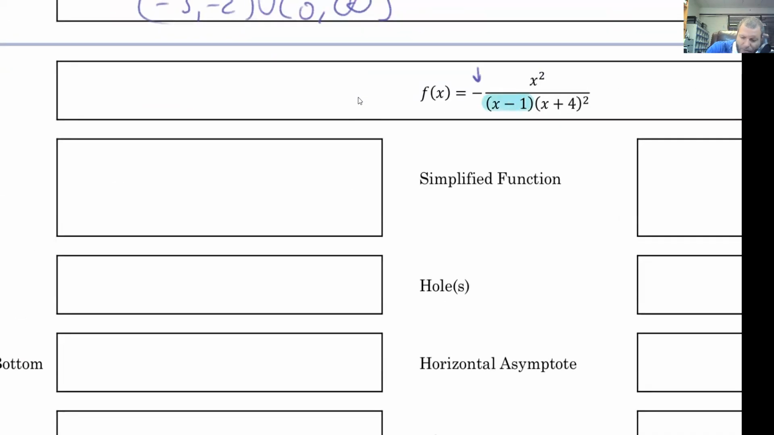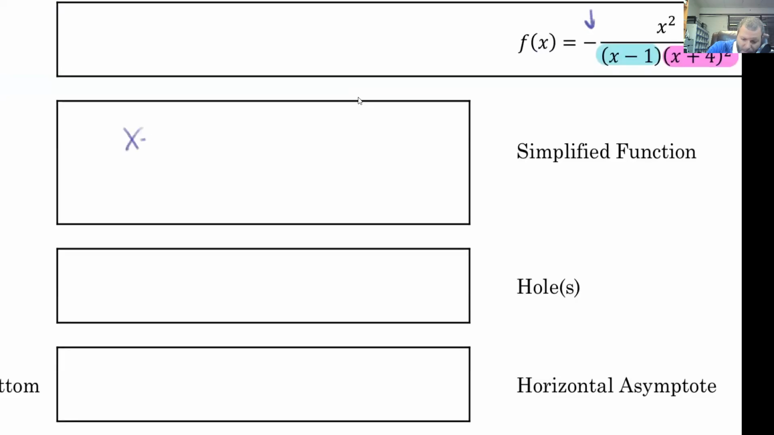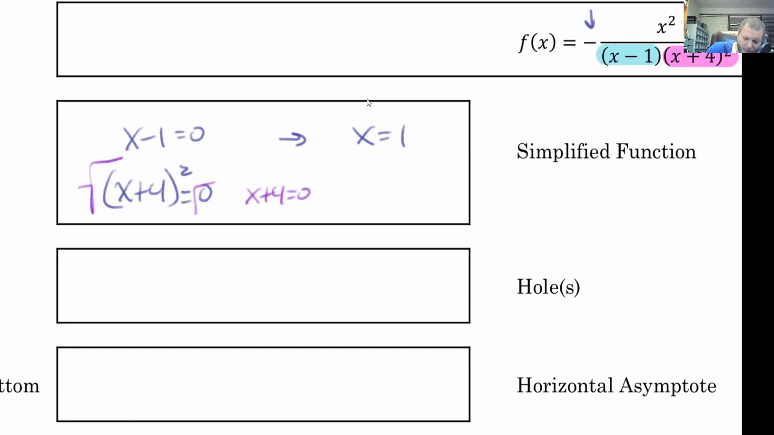We're going to have a domain restriction when the x minus 1 is 0 and when the (x + 4)^2 is equal to 0. So x minus 1 equals 0 obviously when x is equal to 1. For (x + 4)^2 equals 0, if you were unsure about this, you could square root both sides, and it would just turn into x plus 4 is equal to 0, so x would equal -4.